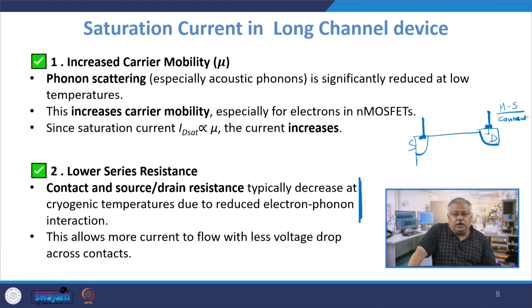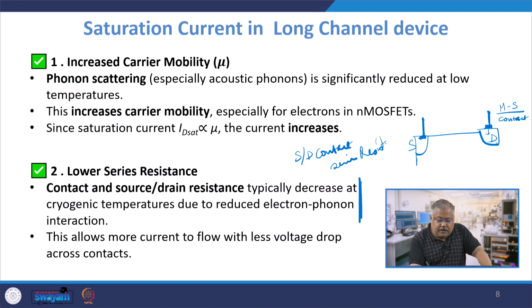They tend to become much less coupled. The reason is, as you lower the temperature, the phonon interactions are much reduced. Moreover, the electron, just because of thermal variations, does not change its position too much, and therefore there is a reduced electron phonon interaction, and therefore the contact resistance actually starts to reduce, and this is known as the source drain contact series resistance, implying that the current will increase. And that is the reason, the last point, that more current is allowed to flow with a relatively less voltage drop across the contacts.